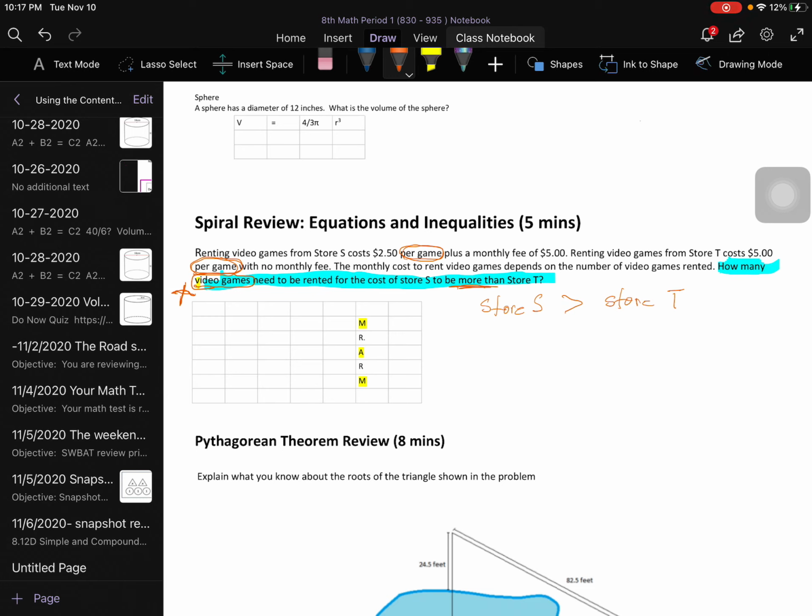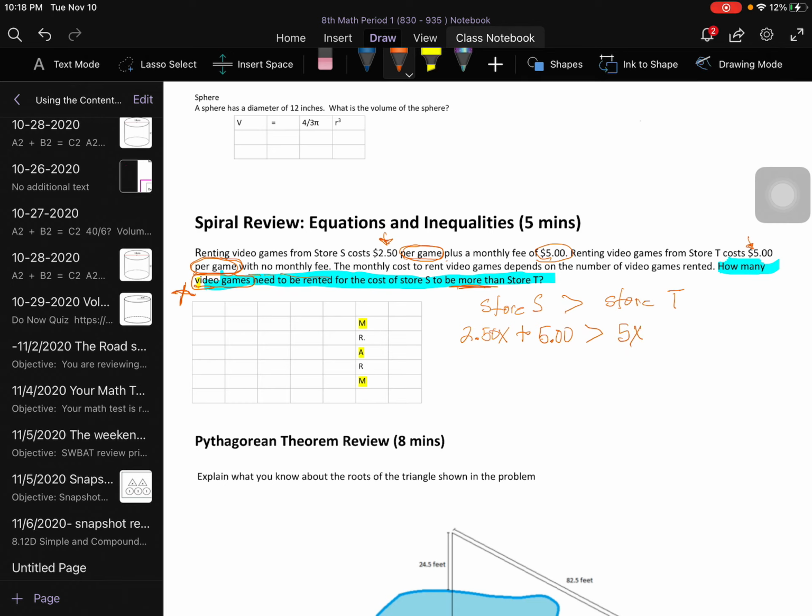And when we read, we come across the first number, which is 250. Well, 250 per game. Remember, game is X, so that's 250x. And then it says plus a monthly fee, so plus means plus, and a monthly fee of $5. Well, that's not a letter term because it's just talking about dollars and not games. Then greater than, and then we come across another number. It says the cost is $5 per game, so that is 5x with no monthly fee, so plus 0. So here's our equation.